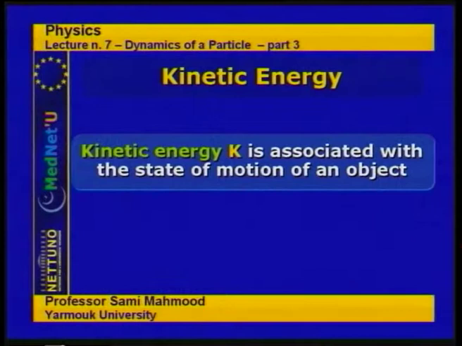Kinetic energy is one type of energy, and this type of energy is associated with the motion of the object. If the object is moving, we say that it has kinetic energy. If it is at rest, we say that its kinetic energy is zero, or it does not have kinetic energy. So kinetic energy, which we symbolize by K, is associated with the state of motion of the object.